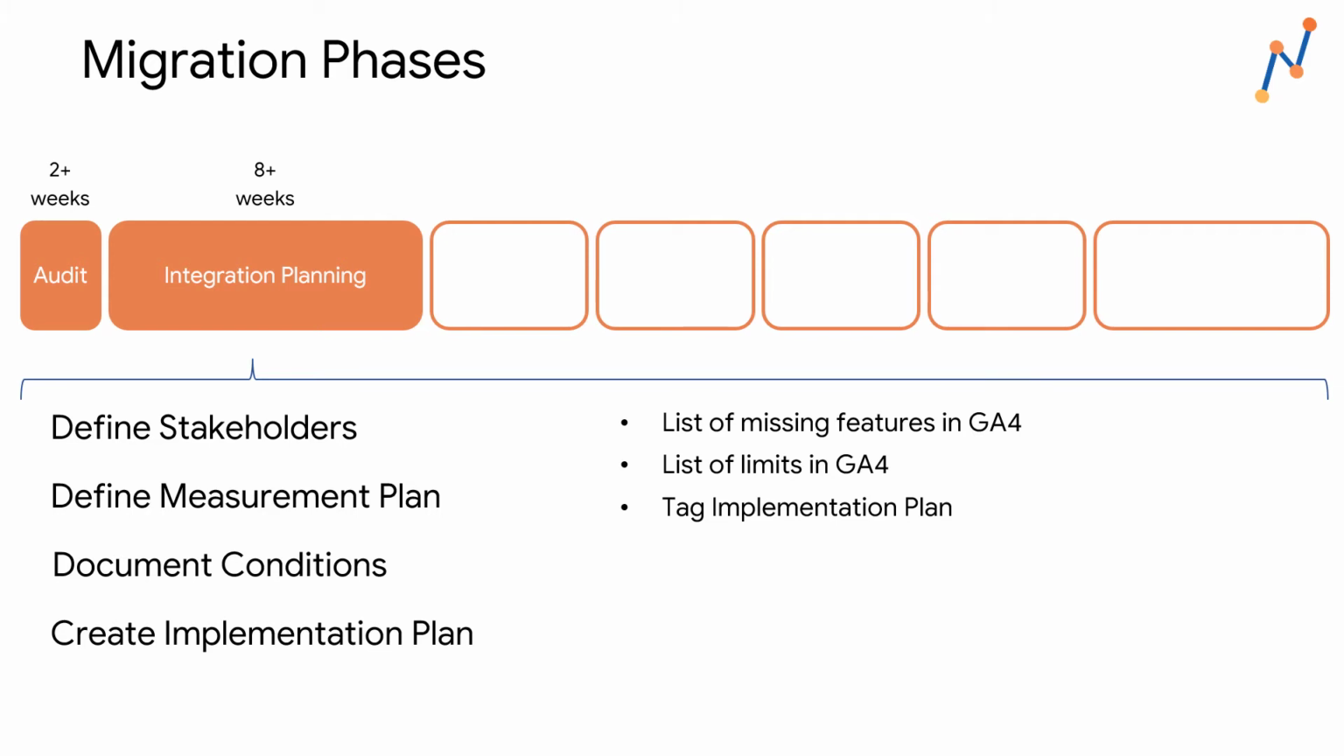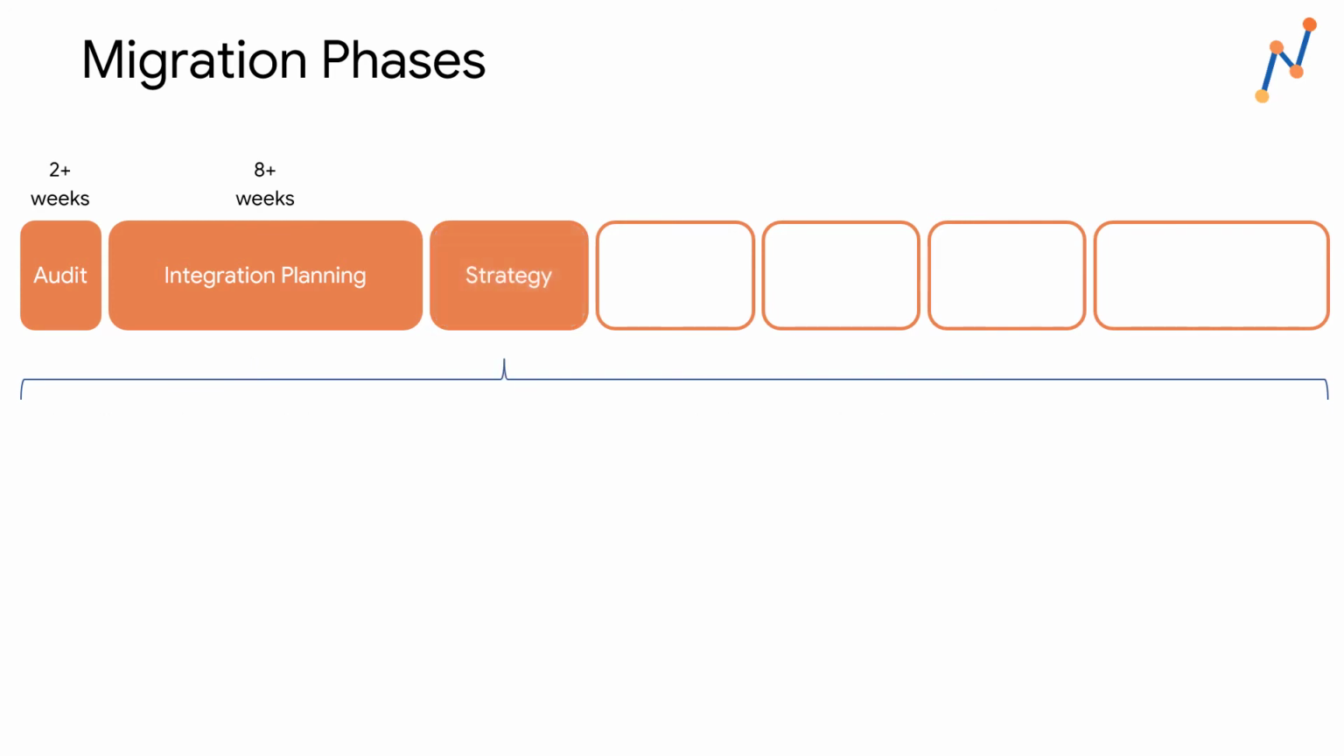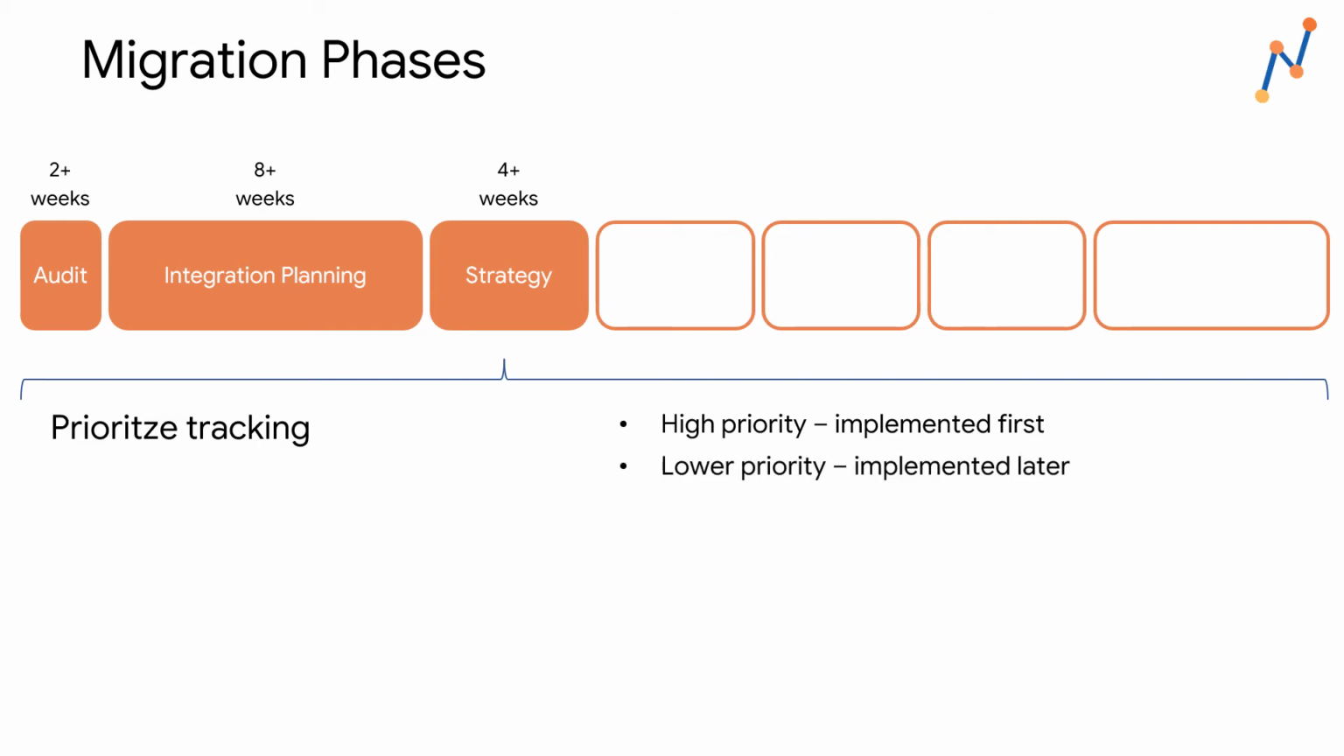Once you're done with the integration planning, you can proceed to the next phase, which is all about strategy. With a duration of 4 or more weeks, this phase is less time consuming compared to the integration planning, but also requires people to be focused on the project. So let's see what needs to be taken care of here. According to the tag implementation plan from the integration planning phase, and most likely due to time constraints, you now need to prioritize which tag needs to be implemented first and which can be postponed for a later implementation.